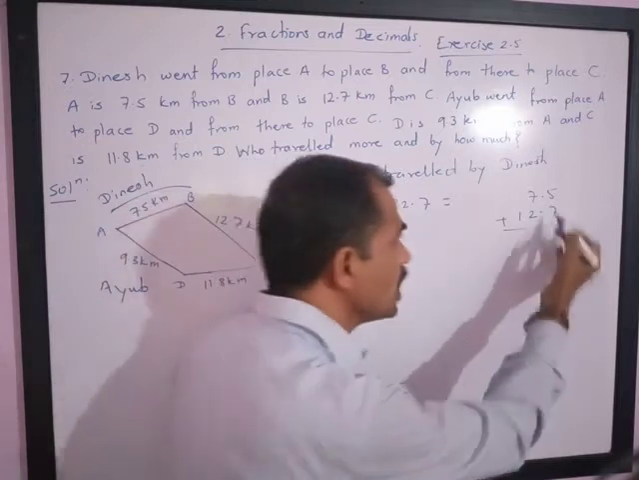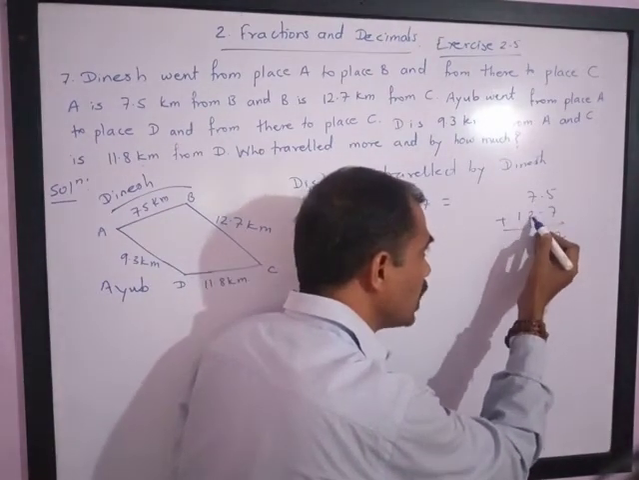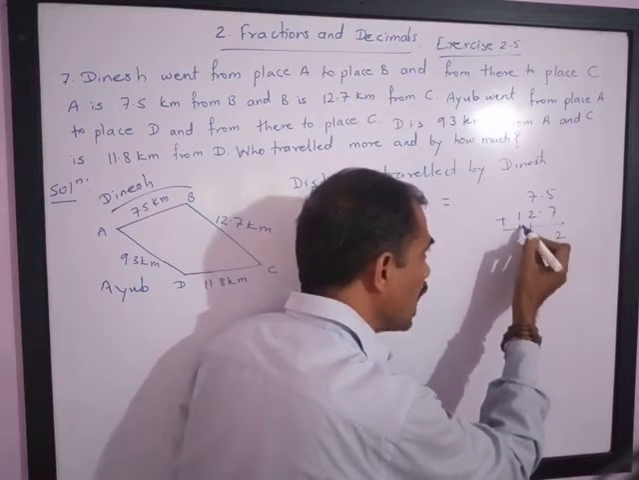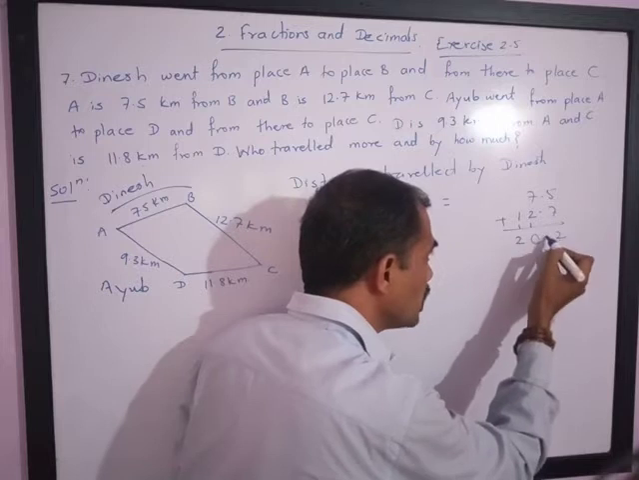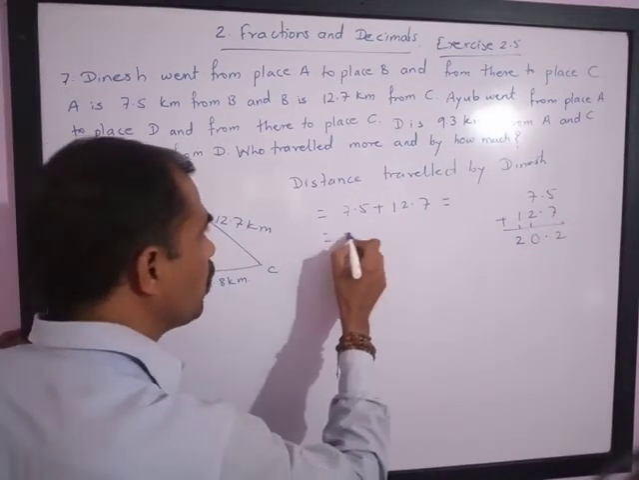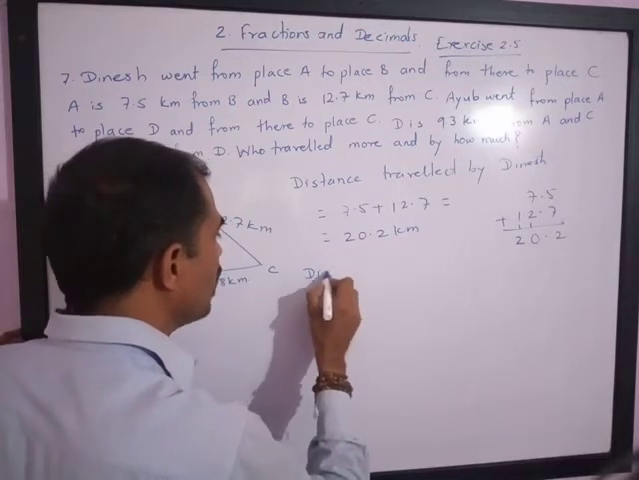properly. So this is 7 plus 5, 12. 1 carries. 7 plus 2, 9, plus 1, 10. 1 carries. 2, and the decimal point is carried forward as it is. So the answer is 20.2 kilometers.